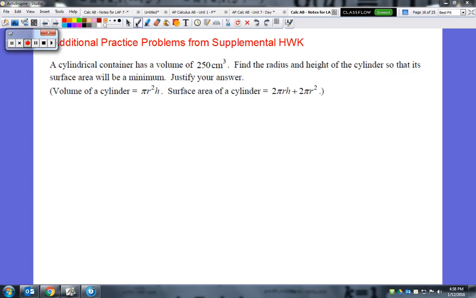Alright, so I wanted to start this last day of notes, day 3 of Unit 7, with a couple more problems dealing with optimization. So you can see how it will look like on test day as far as the speed and whatnot. Alright, so here we go.